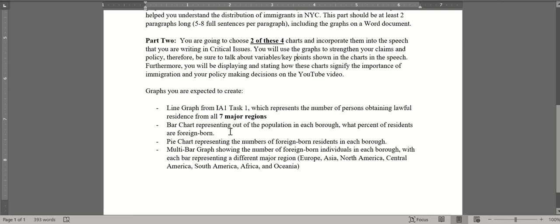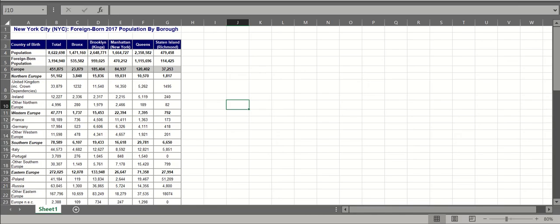So you're going to first calculate the percentages, and then you're going to create a bar chart of that percentage. Third, you're going to create a pie chart representing the number of foreign borns in each borough. So again, you're looking at this number right here, the foreign born population, but instead of finding percentage, you're just creating a pie chart of how many people are foreign born in each of the boroughs. So there's going to be 5 slices, the 5 boroughs, and it's going to show you, out of the total foreign born, what percentage is Bronx, what percentage is Brooklyn, and so on and so forth.